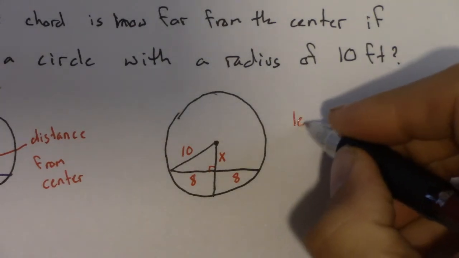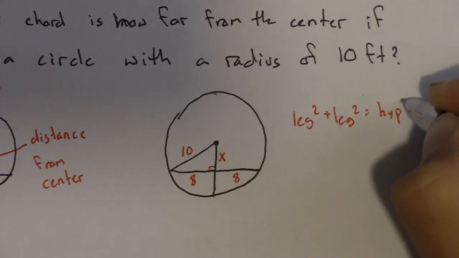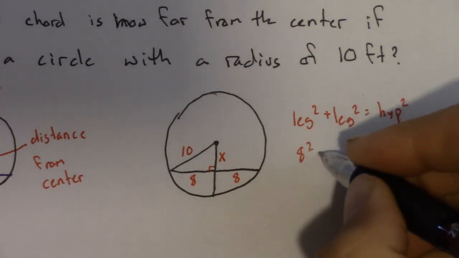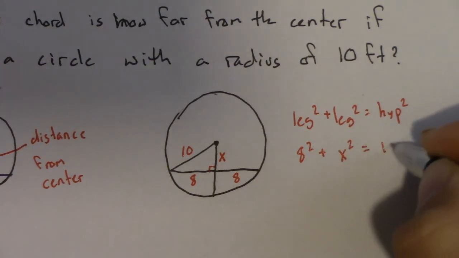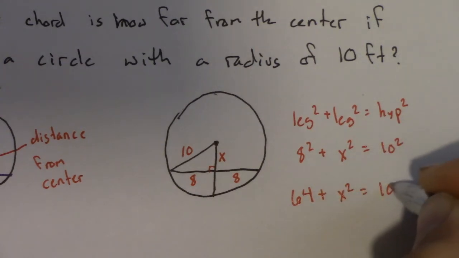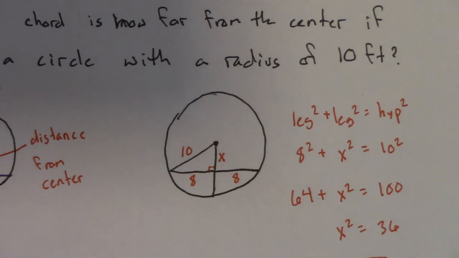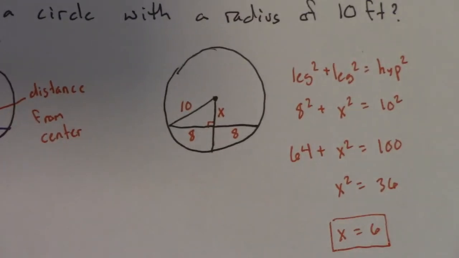So if you needed to use Pythagorean theorem, you might already recognize this as a triple looking at this picture, but if you need to use Pythagorean theorem, we've got leg squared plus leg squared equals hypotenuse squared, which means I've got 8 squared plus x squared equals 10 squared, 64 plus x squared equals 100, x squared equals 36, which means x is 6. Okay? The idea being, distance from the center is your key words for make a 4 problem.